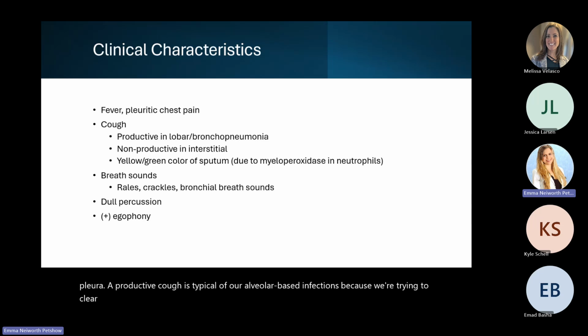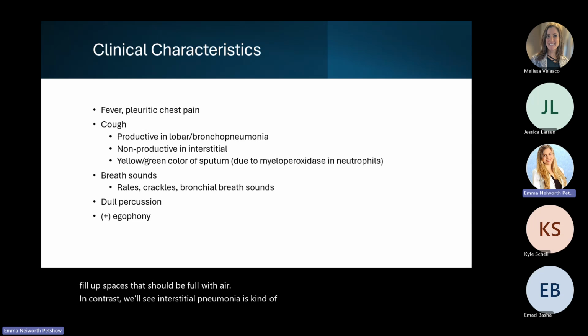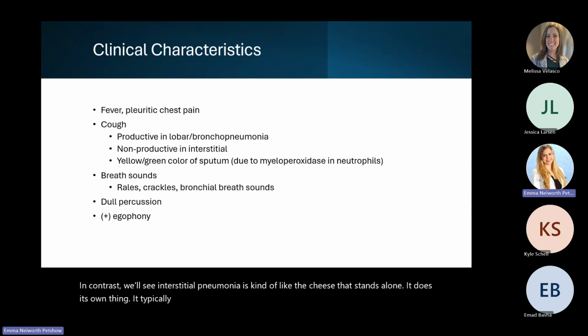Our alveolar-based infections will often be lobar, in a lobe of the lung, or bronchopneumonia in our bronchioles. This is where neutrophils and exudate fill up spaces that should be full with air. In contrast, interstitial pneumonia is kind of like the cheese that stands alone. It does its own thing. It typically has a dry, non-productive cough, and this is because inflammation is confined to alveolar walls rather than the lumen itself.